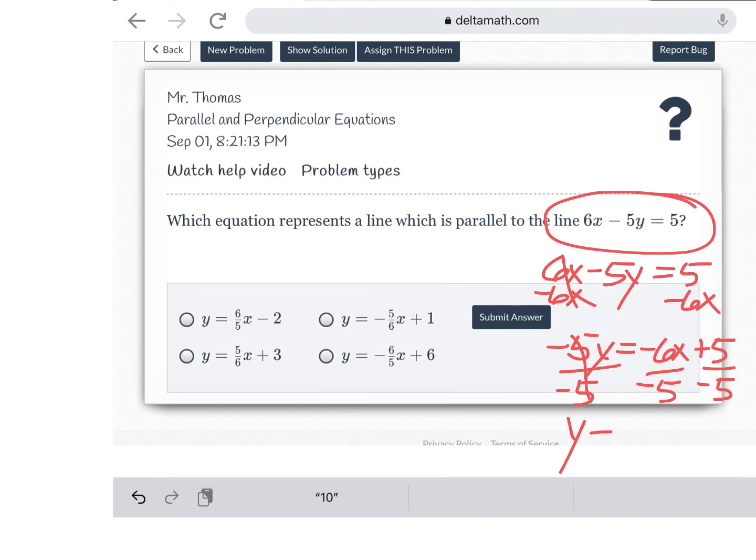So this becomes y equals 6/5 x minus 1. So here's the slope of the original line. Now what I'm looking for is, if it's parallel, the slope of the new line must be the same thing. So that would be this one right here, and there would be my equation of a line that is parallel. The only thing you notice is different are their y-intercepts. They start at 2 different points.